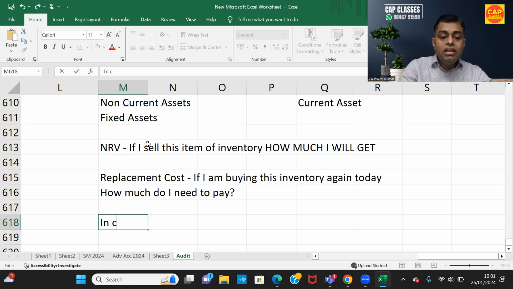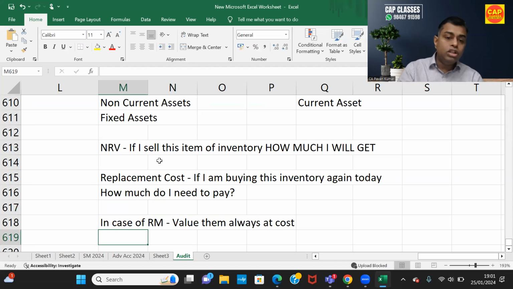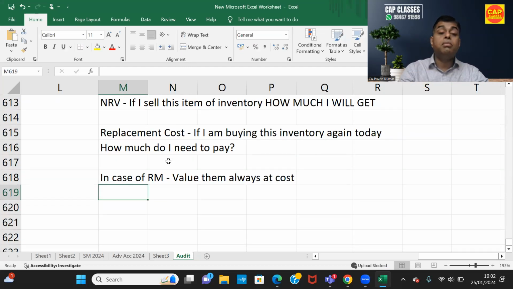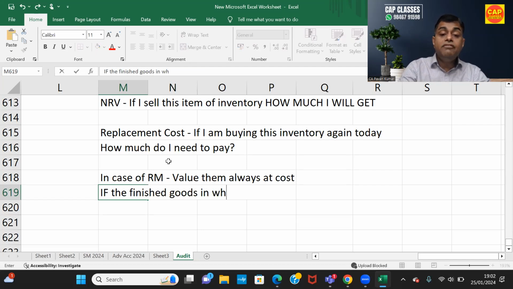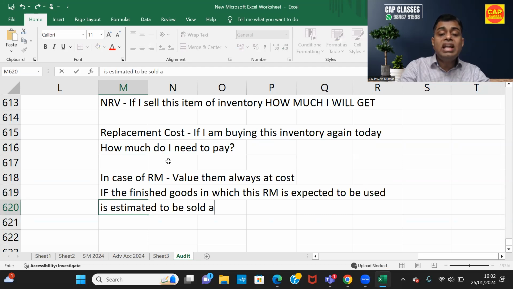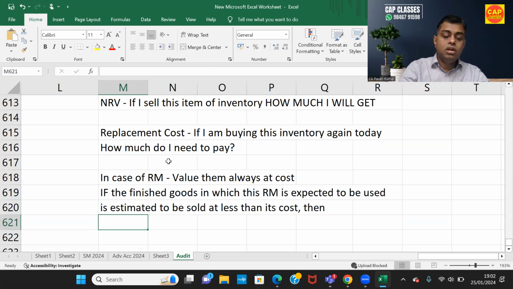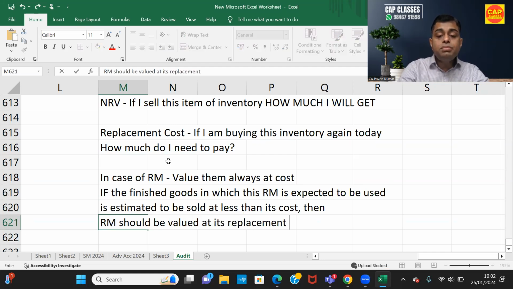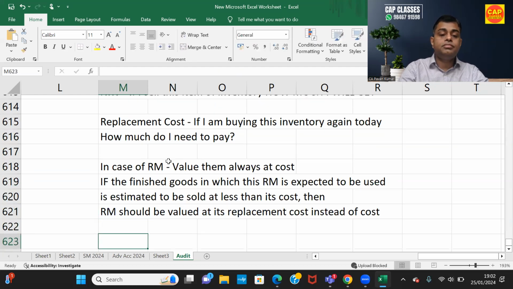So what is the rule? In case of raw materials, value them always at cost, except in one situation. But if the finished goods in which this raw material is expected to be used is estimated to be sold at less than its cost, then raw material should be valued at its replacement cost instead of cost.